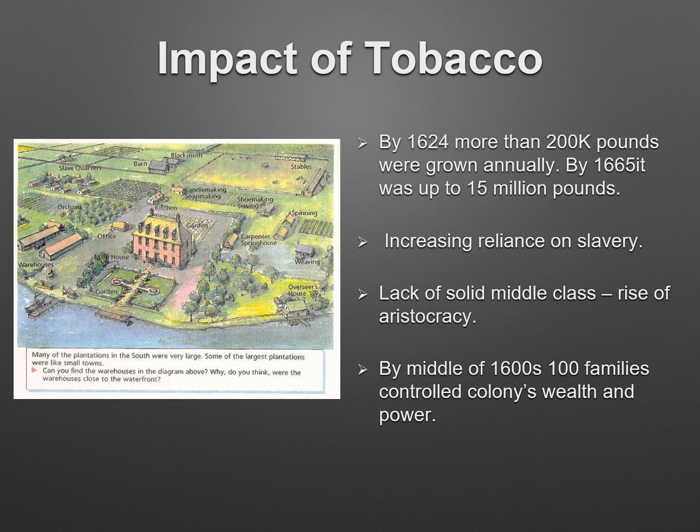Unfortunately, this impact of being very, very wealthy on one side versus your 50-acre family farm means you have a big disparity between your wealthy and your not wealthy. There's no middle class, and you have this creation of a landed gentry aristocracy. By the middle of the 17th century, only about 100 families will control the wealth and the power of the Virginia colony itself.